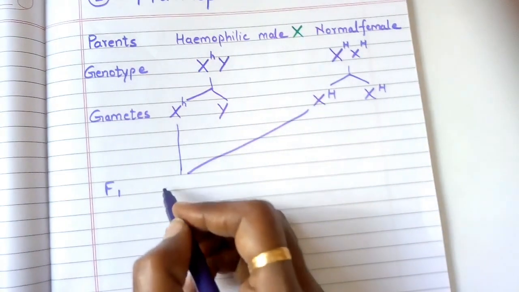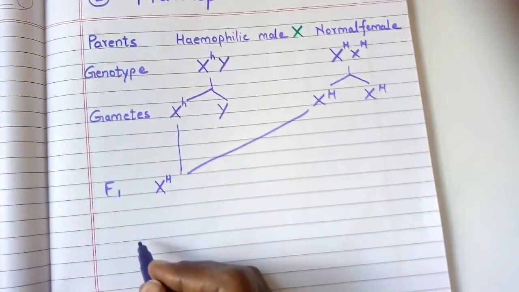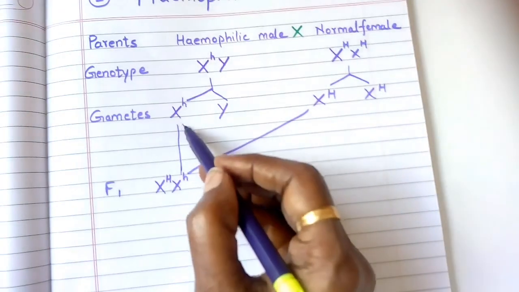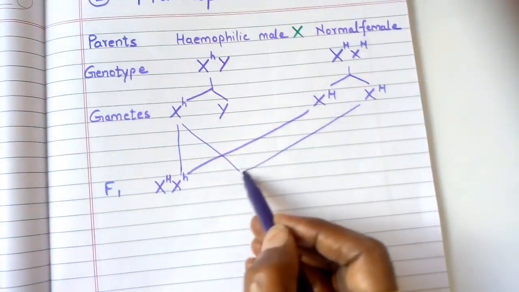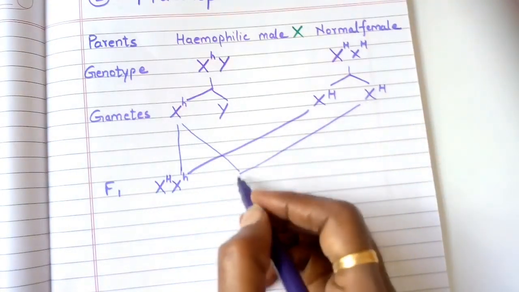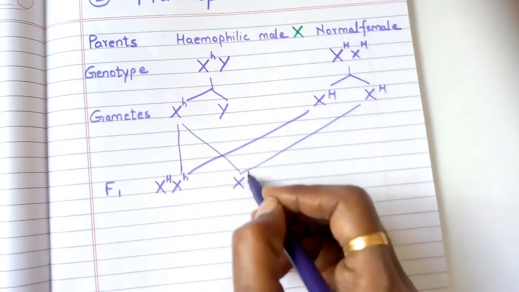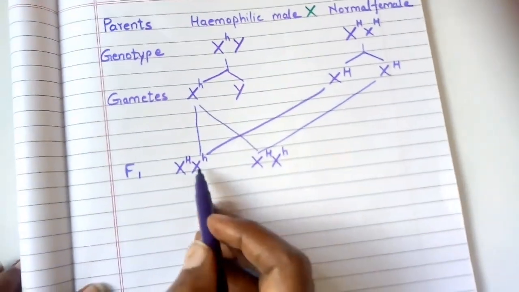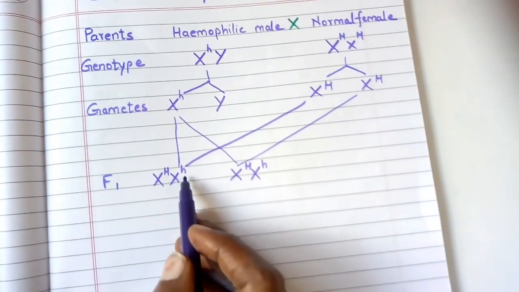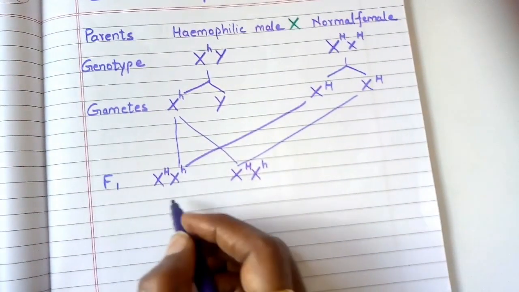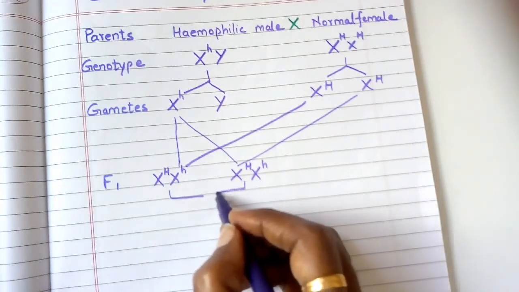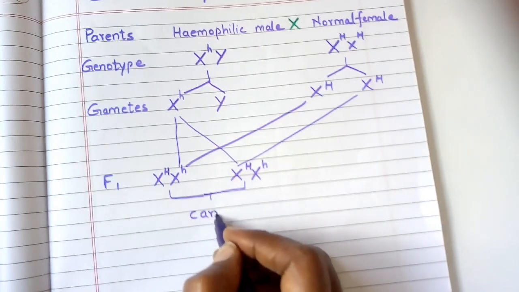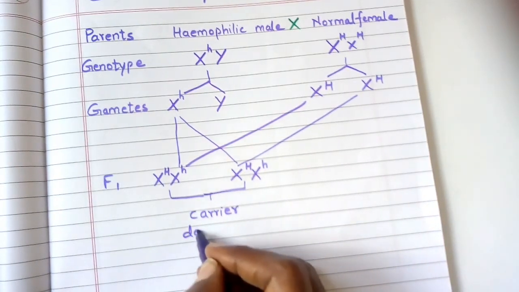But as per the rule, what do we have to write first? X capital H we have to write, and then only X small h. Similarly, we cross this with the other one. Again, this is also the same. It will also become X capital H, X small h. So both are carriers. Both the daughters will carry the gene for hemophilia, hence they will be carrier daughters.